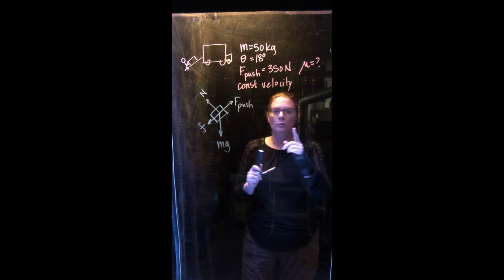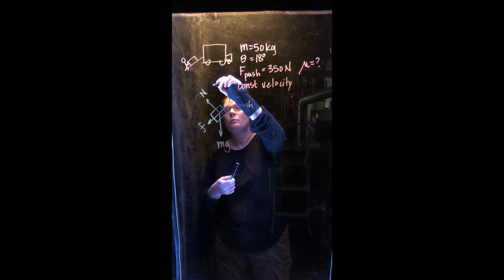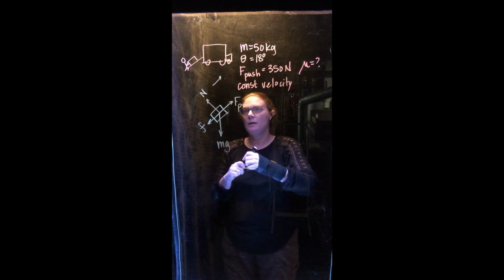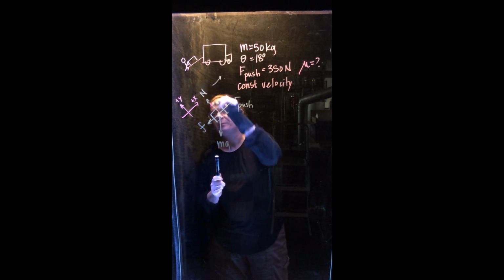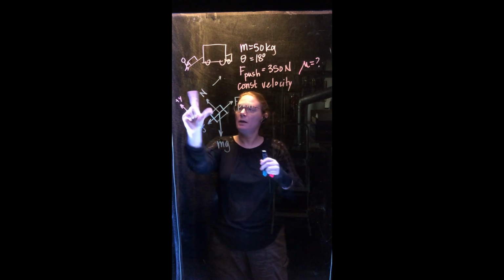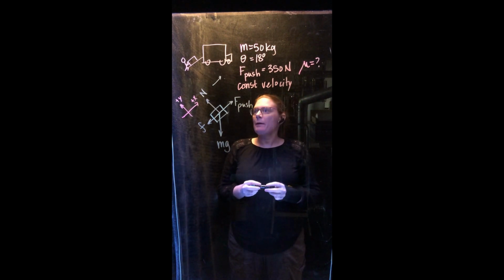Oops, coordinate system, I forgot. What direction is the motion? So the motion is in this direction, which means I'm going to choose a coordinate system on the incline. Plus x and plus y. And again, if you choose something and say x and y are this way, that's fine, it doesn't matter. We'll still get the same answer.